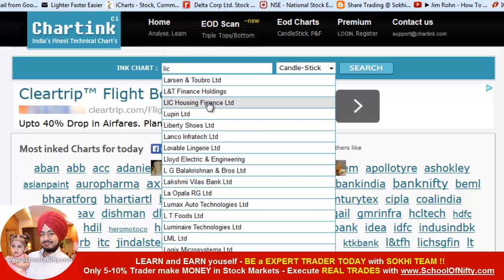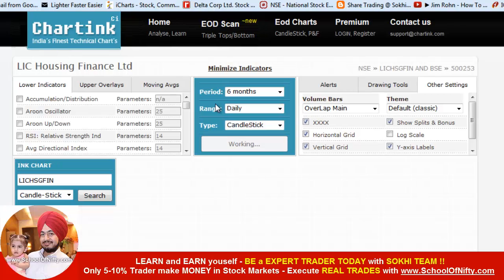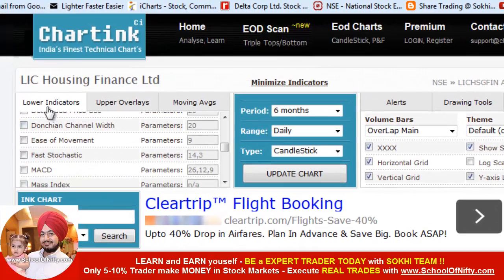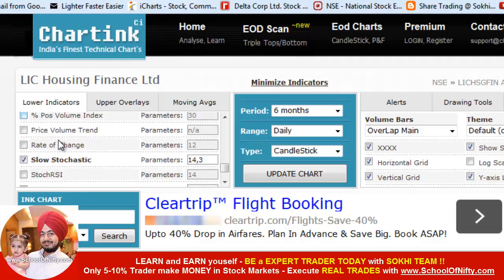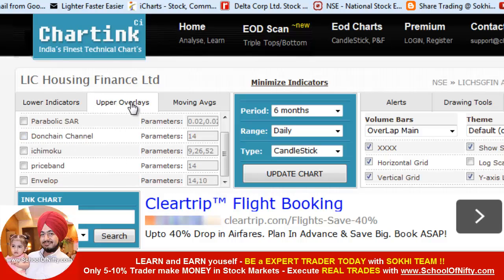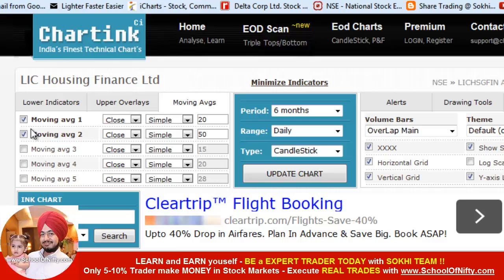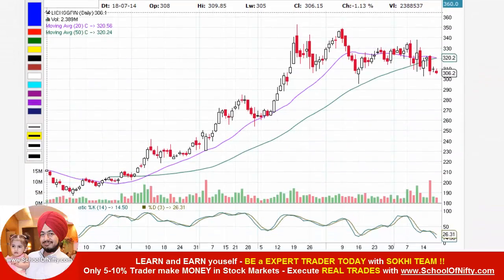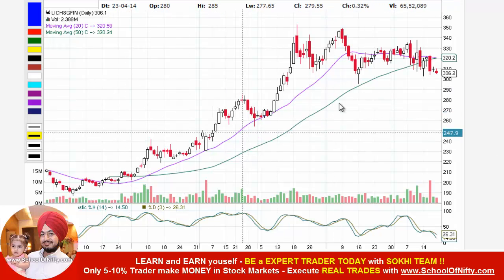Randomly I'm picking this stock, guys, so you all should know that this strategy actually works. Now the period is 6 months, fine. Type is candlestick. Now the lower indicator which I want is only the stochastic. Fine. So I'll select only the stochastic, and the moving averages which I'll deploy are the 20 days simple moving average and the 50 days simple moving average, and I'll update my chart. Fine. Now this is the chart of LIC.